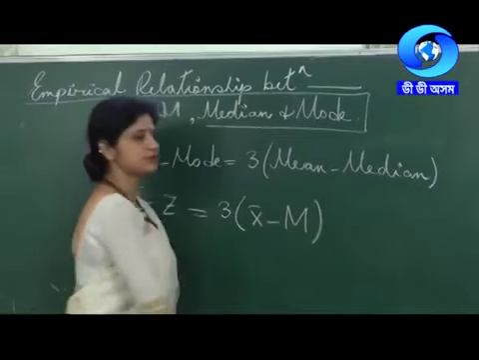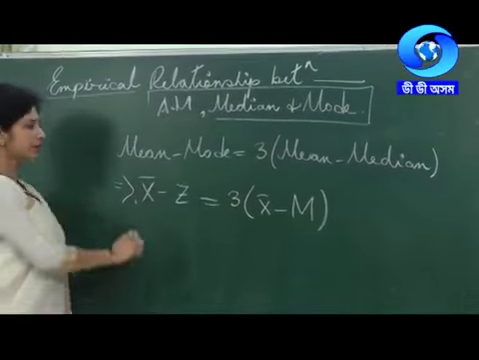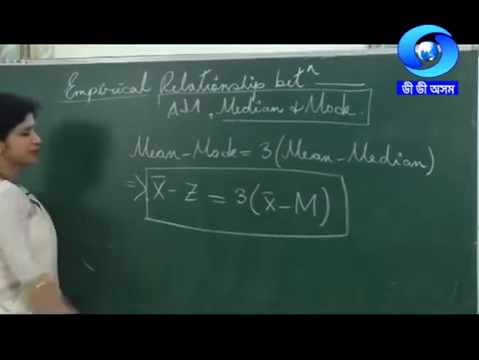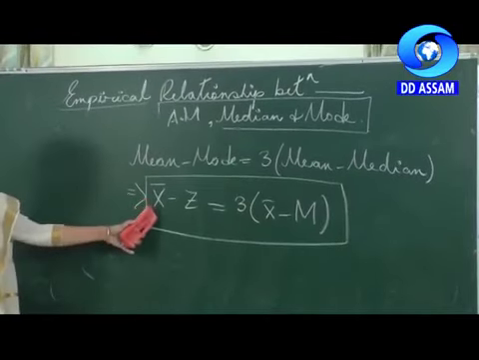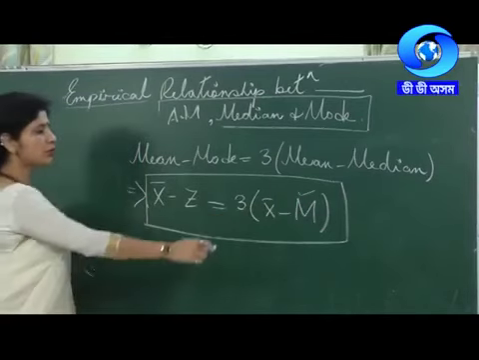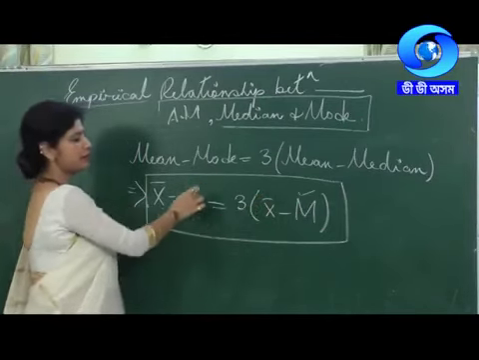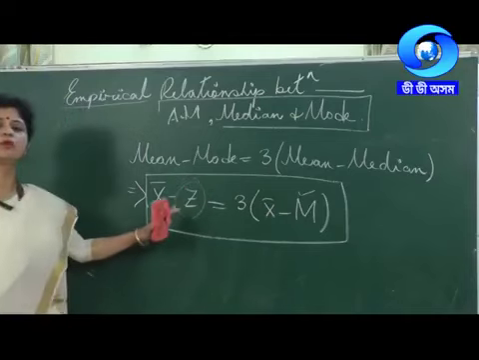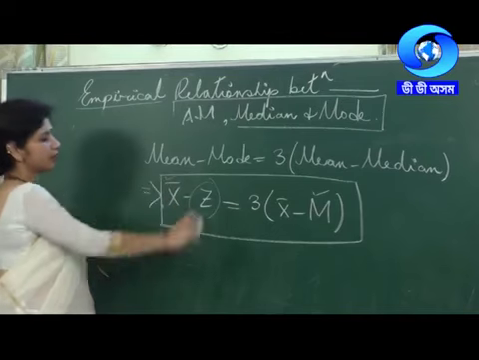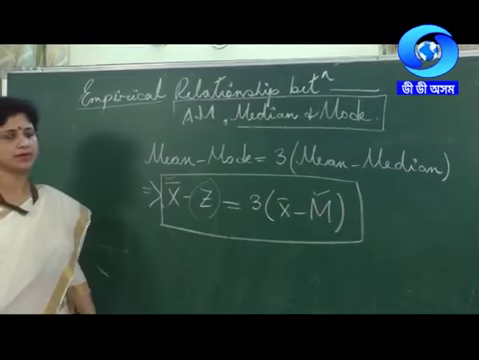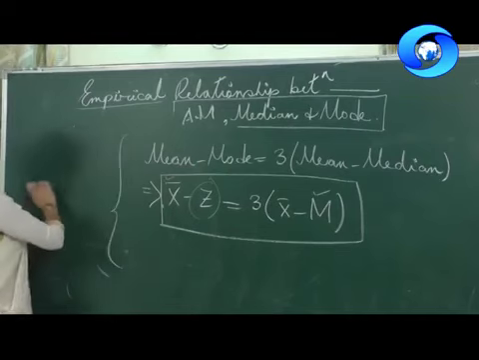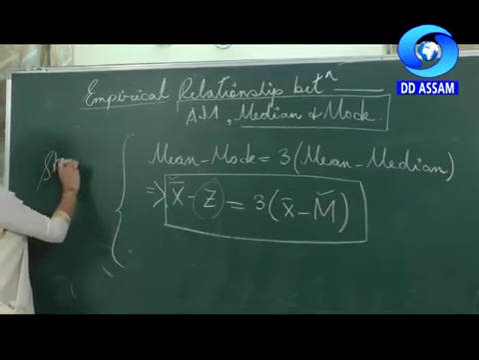Alright, so if you know any two of the measures, say either mean and mode, you can find out median. If you know median and mean, you can find mode. If you know median and mode, then also you can find arithmetic mean for any asymmetric, skewed distribution.